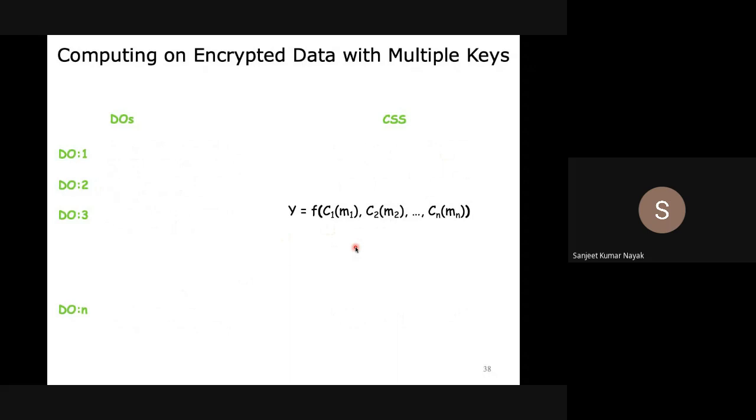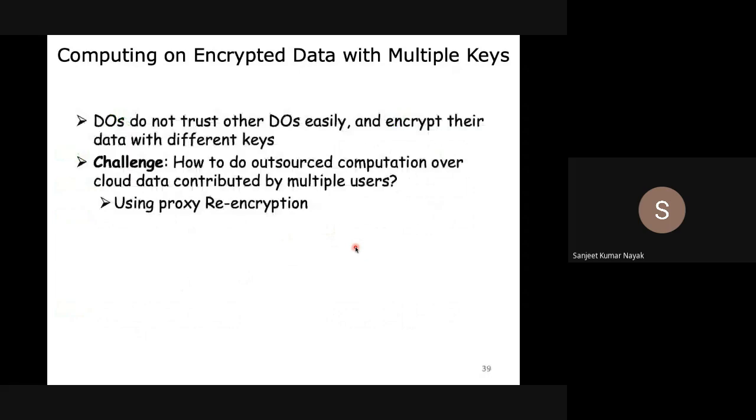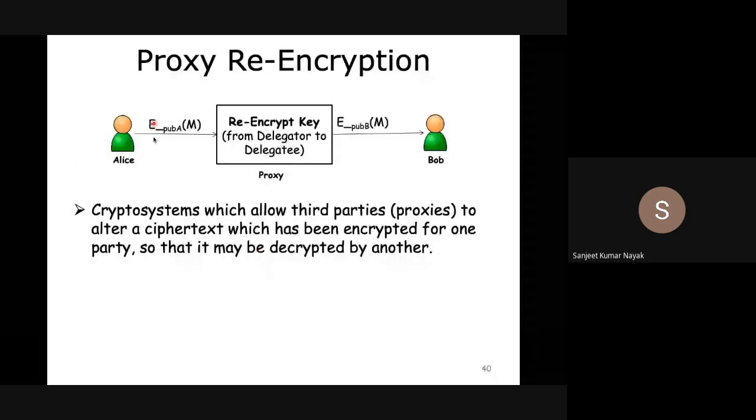To solve such problems, we need to use another technique available in cryptography, known as proxy re-encryption. So what is proxy re-encryption? It takes data encrypted with the public key of one user and converts it to data encrypted with the public key of another user. That is what we are going to do.